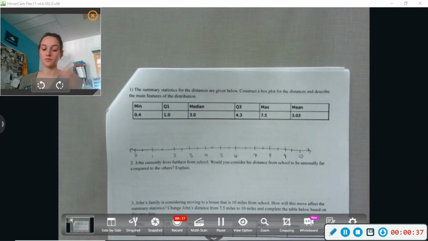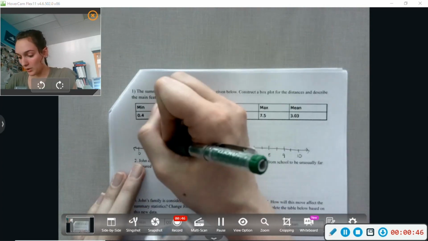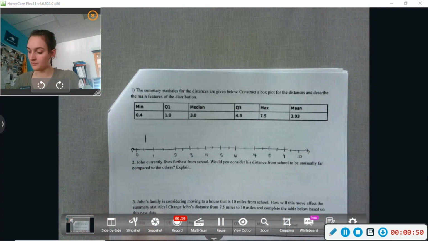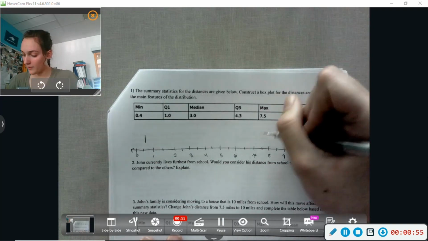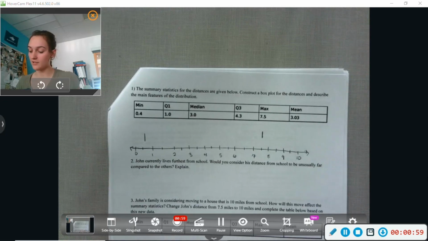Now my first step is I'm going to plot my min and my max. My min is going to be 0.4, so that's going to be about right here, and I'm going to draw a nice tall line like that. Now I'm going to draw my max. That's 7.5, that's going to be right here. So those are the ends of my whiskers.